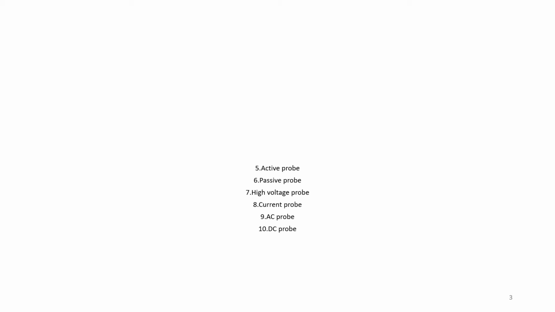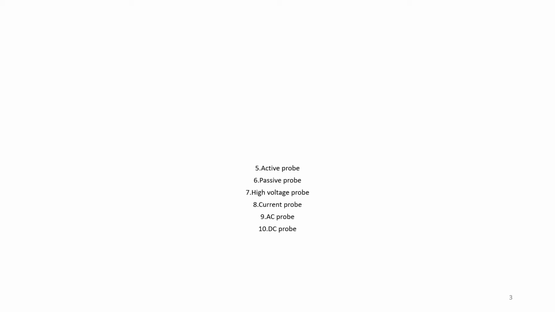Now, next we will see the detailed circuit of a high voltage probe and a current probe. A current probe generates a voltage proportional to a current in the circuit being measured. The instruments that respond to voltage can be calibrated to indicate current.